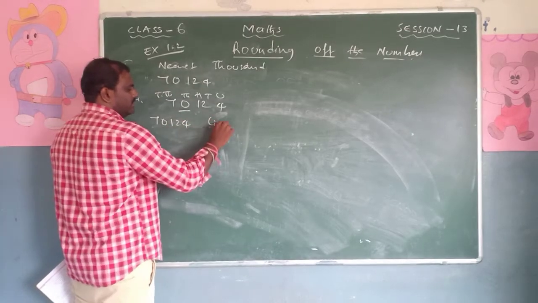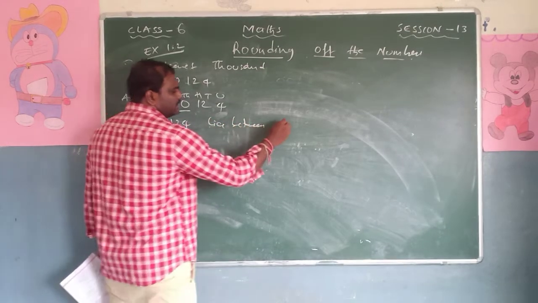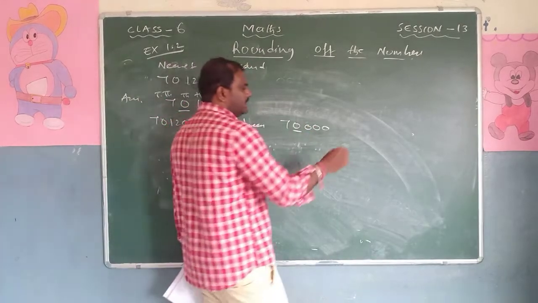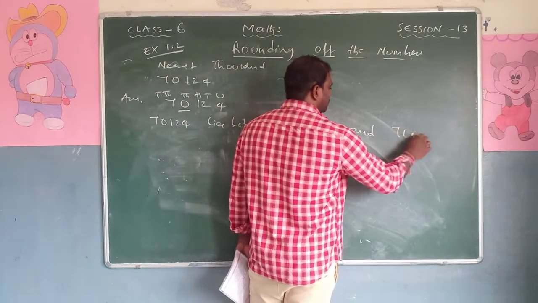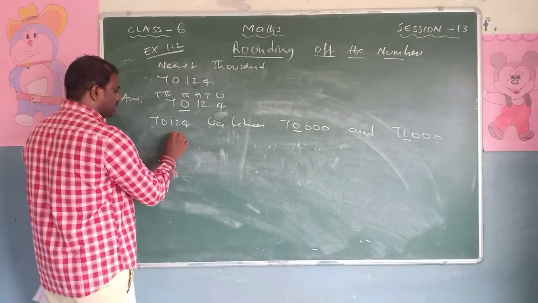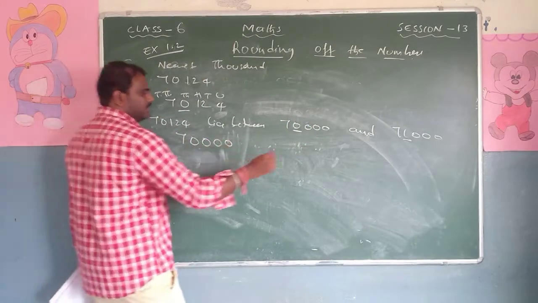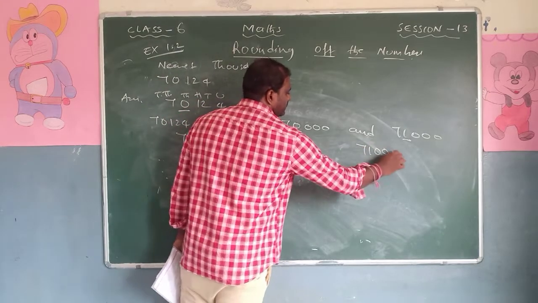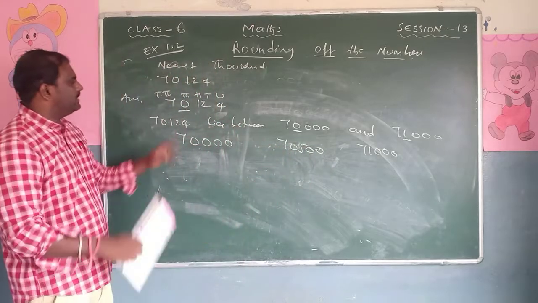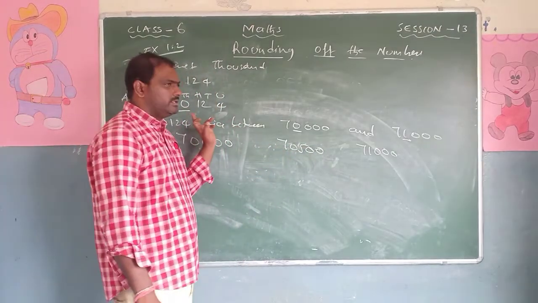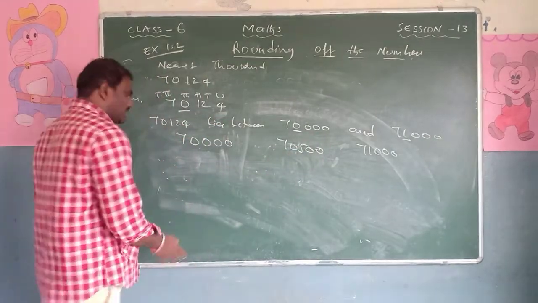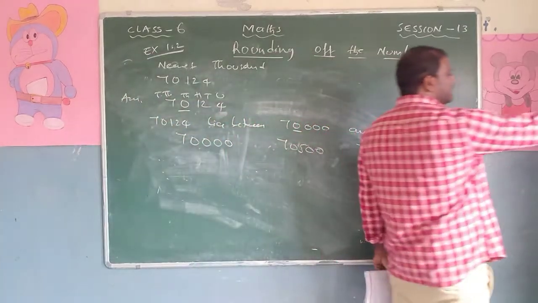70,124 lies between 70,000, because here there is a 0 so we write 0, and the next one, 71,000, because for this 0 we have to write the next number, the next 1000. Next 70,000 here, then next 71,000 here. So what is the middle number? 70,500. 70,124 lies on this side or this side? No doubt it lies below 70,500 only.